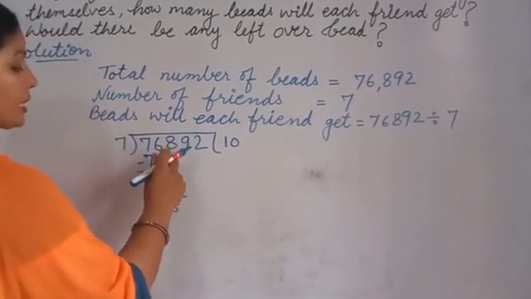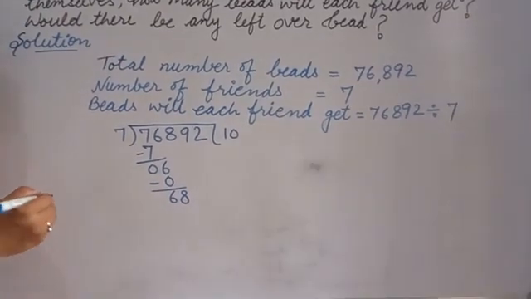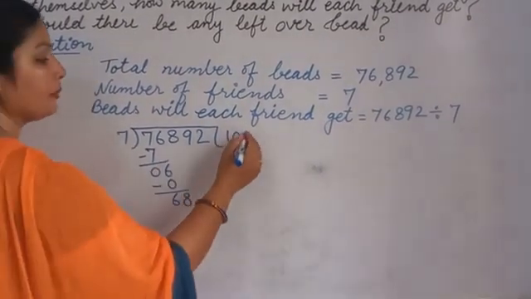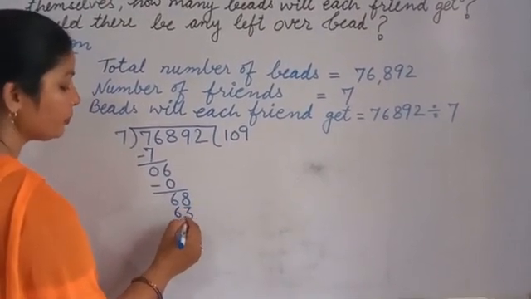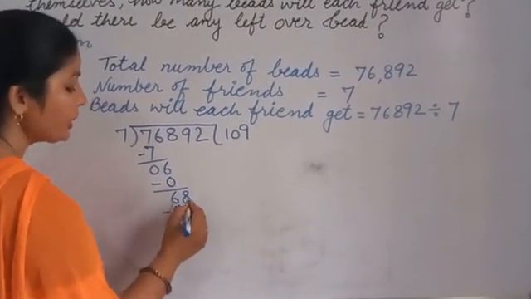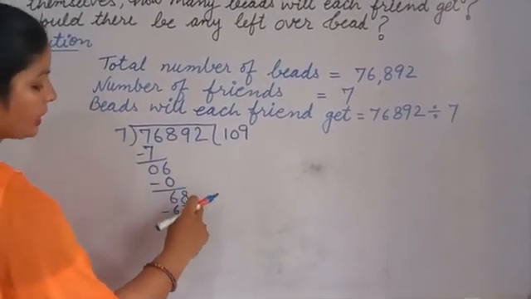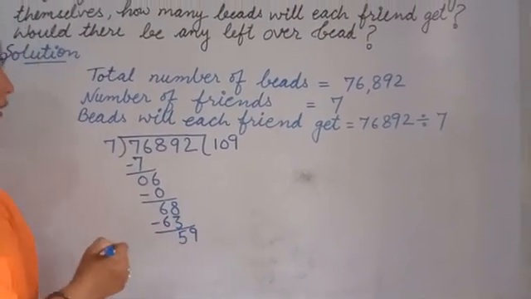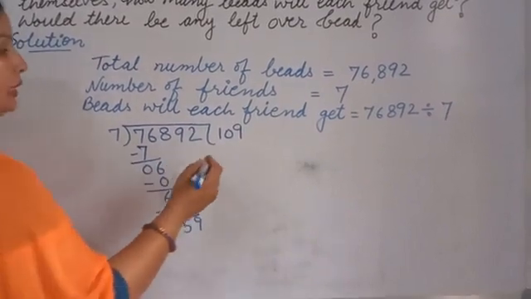Now next is 8. Now it has become 68. Now we recite the table of 7. 7 nines are 63. So we'll take on the 9. 63. Now 8 minus 3, 5. Now we note down next. Next is 9. Now again we recite the table of 7. 7 eights are 56.